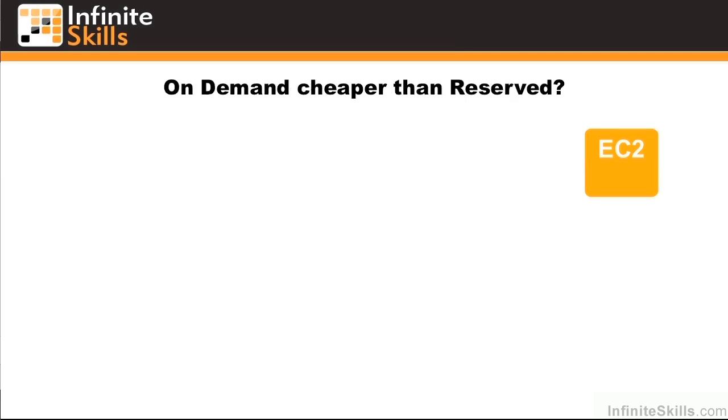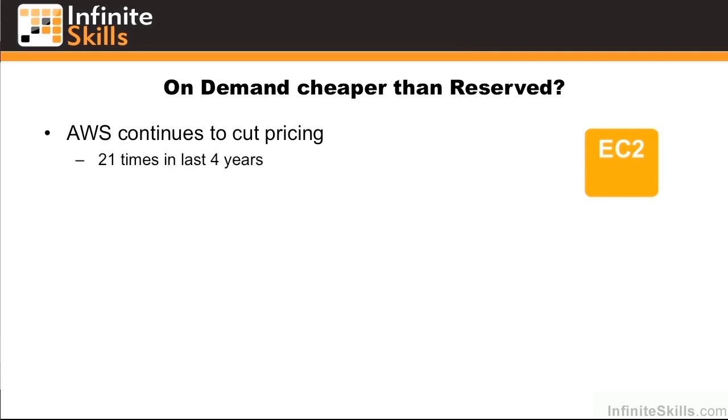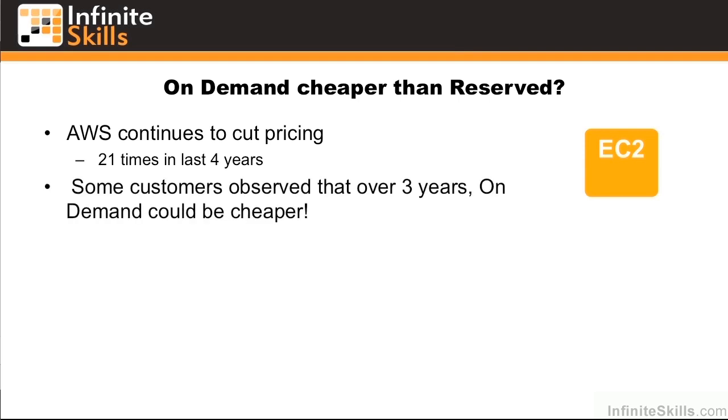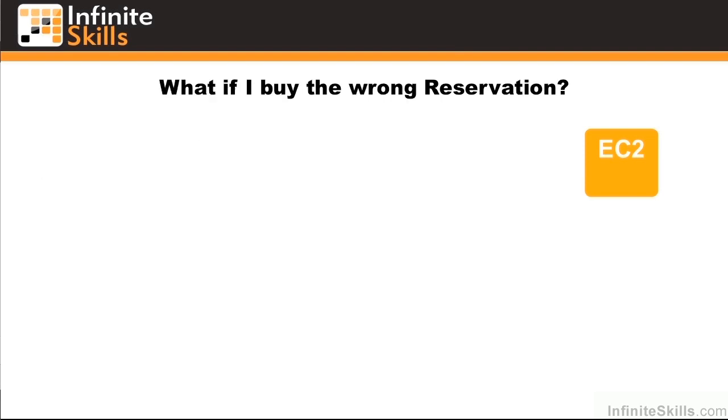Or are you? In some cases, customers have found that on-demand can be cheaper than reserved. The reason for this is Amazon continues to cut pricing. They've cut prices 21 times in the last 4 years. Customers have looked at this trend line and figured out that over 3 years, on-demand could actually be cheaper. That's if the trend line holds up. Again, past performance is no indication of future.